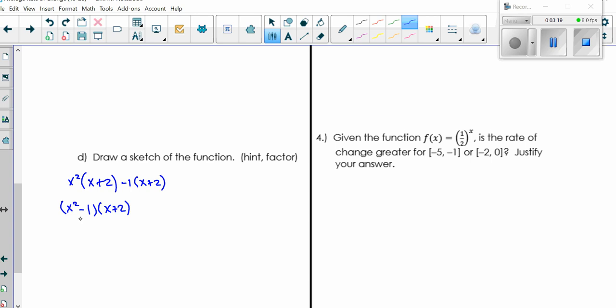By factoring, I can figure out what my solutions are. If I were to solve this, x squared minus 1 equals 0, so x squared equals 1, take the square root, and that's going to give me plus and minus 1, and then this one's going to give me a negative 2. So to draw a sketch of this function, here are my 3 x-intercepts. I have one at negative 1, one at negative 2, and one at positive 1.